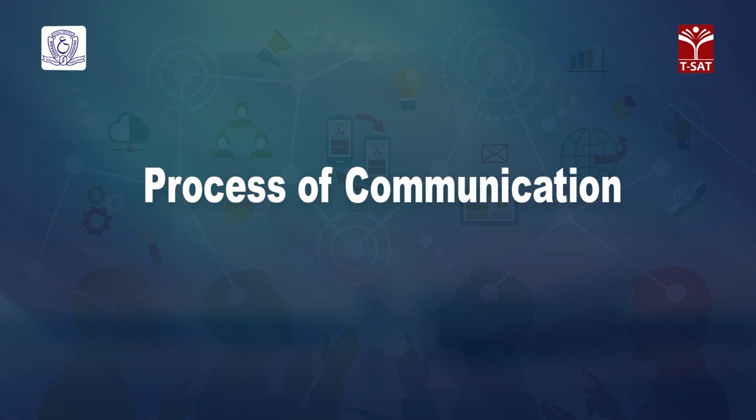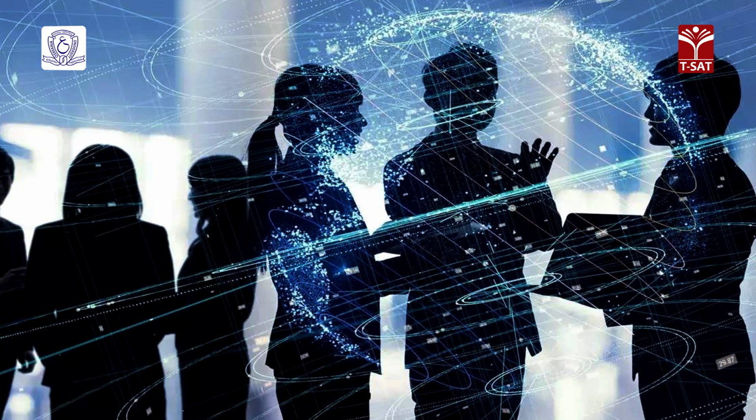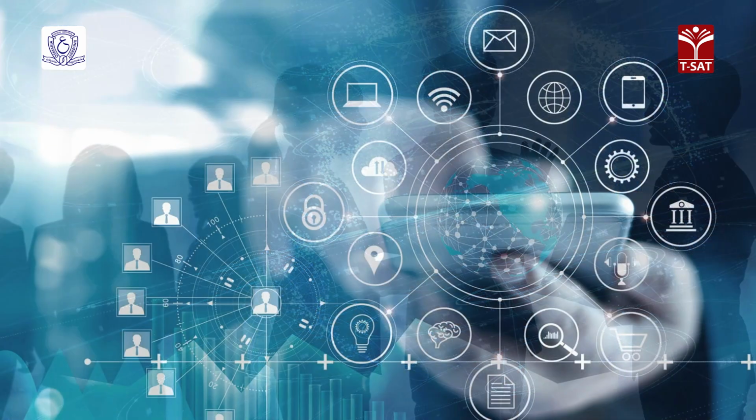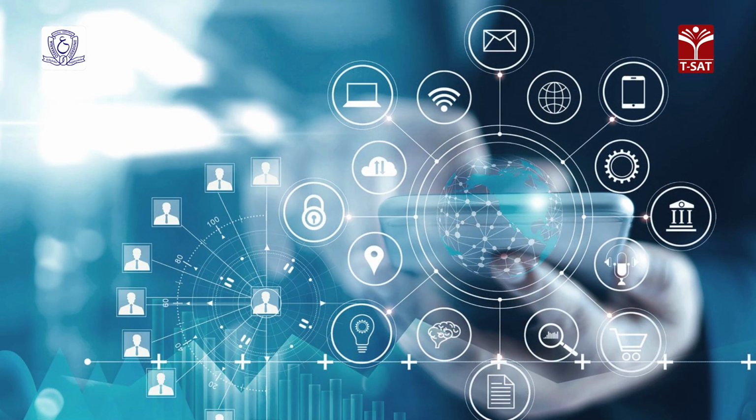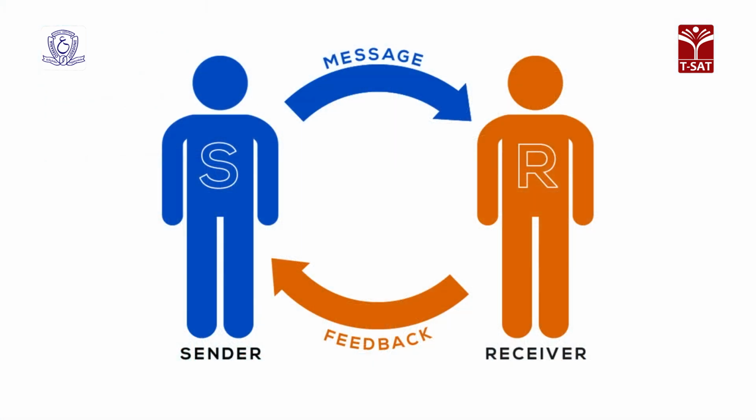Now, let us try to understand the process of communication. The process of communication refers to the transmission or passage of information or message from the sender through a selected channel to the receiver. The process of communication is a cyclic one, as it begins with the sender and ends with the sender in the form of feedback.